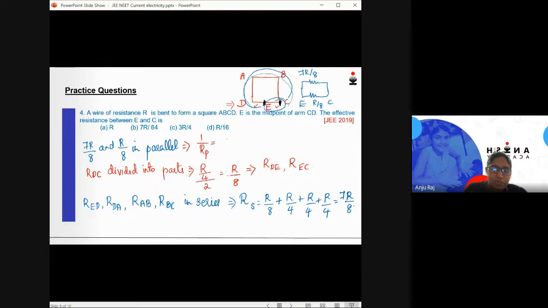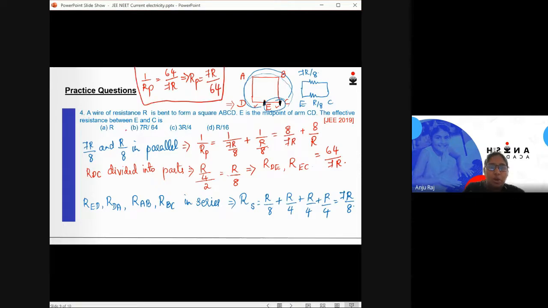1 by Rp is equal to 1 by 7R by 8 plus 1 by R by 8. If you take the reciprocal, it becomes 8 divided by 7R plus 8 divided by R. Take the LCM, do the simplification, you will get 64 divided by 7R. So 1 by Rp is equal to 64 divided by 7R. Finally, Rp will be equal to, final step, we always take the reciprocal, 7R divided by 64, which is your option B.